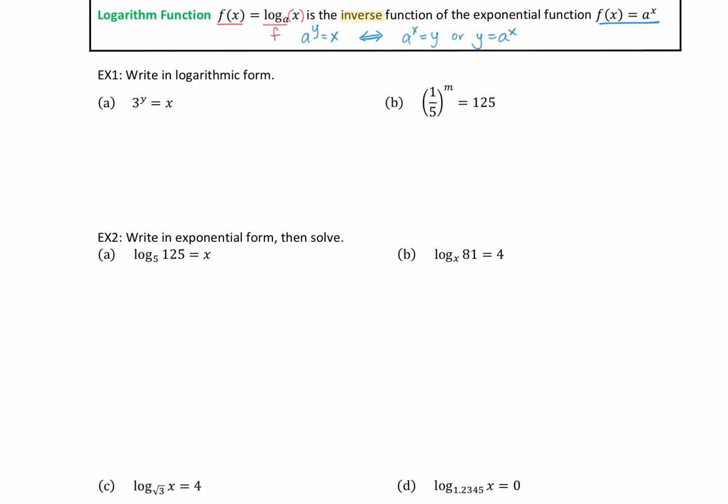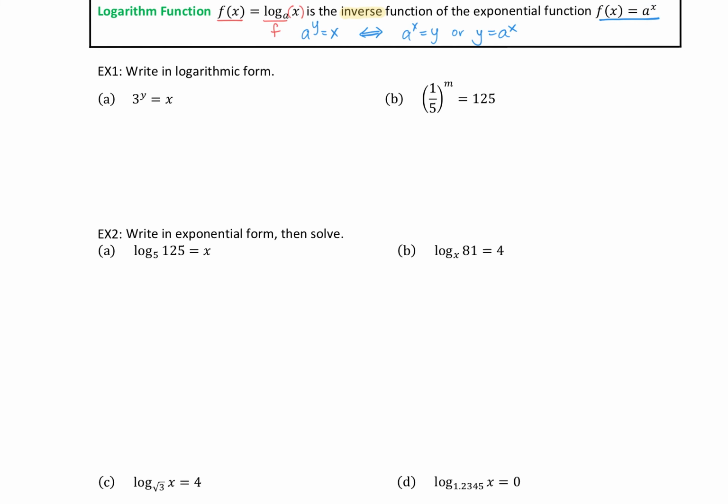First thing we're going to do is we're going to translate between the exponential form and the log form. In example 1a, we want to take 3 to the y equal to x and write it in log form. So remember, we're trying to isolate the exponent. In this case, the exponent is y. It's going to be equal to log. Now the base is 3. That remains the base, so it goes below the log. And then the argument is the x. So we're just rearranging that exponential form and then adding in that log notation.